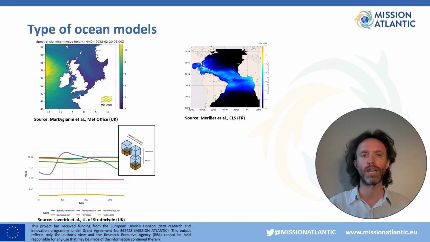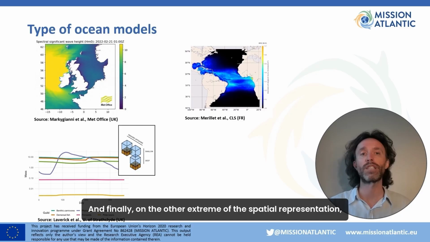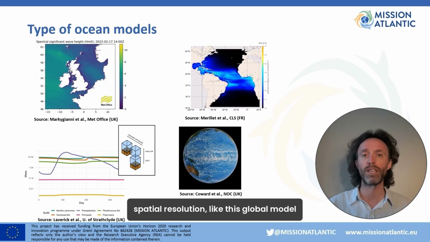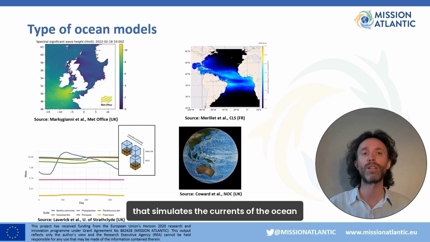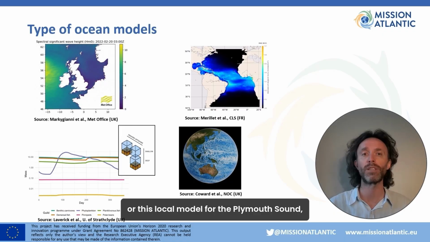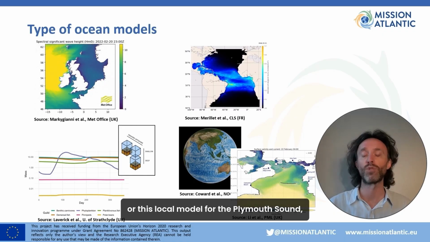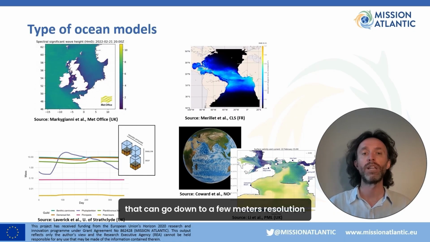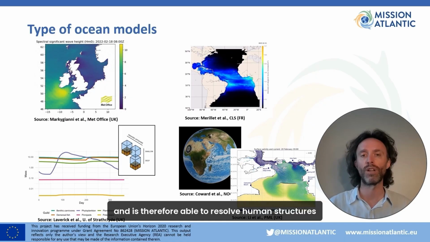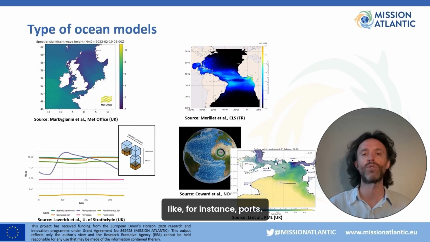And finally, on the other extreme of the spatial representation, there are models that have much higher spatial resolution, like this global model that simulates the currents of the ocean with a resolution of about 10 kilometers, or this local model for the Plymouth Sound, the area where I live, that can go down to a few meters resolution, and is therefore able to resolve human structures, like for instance ports.